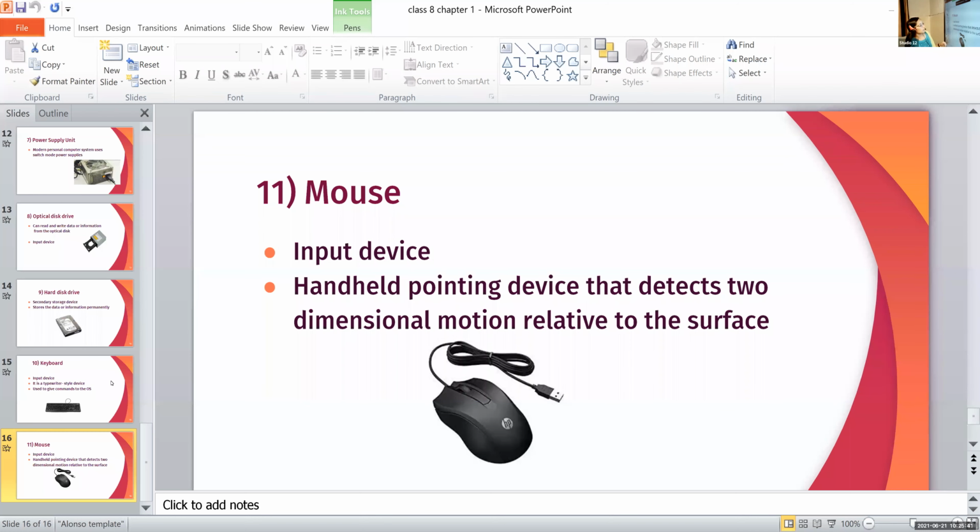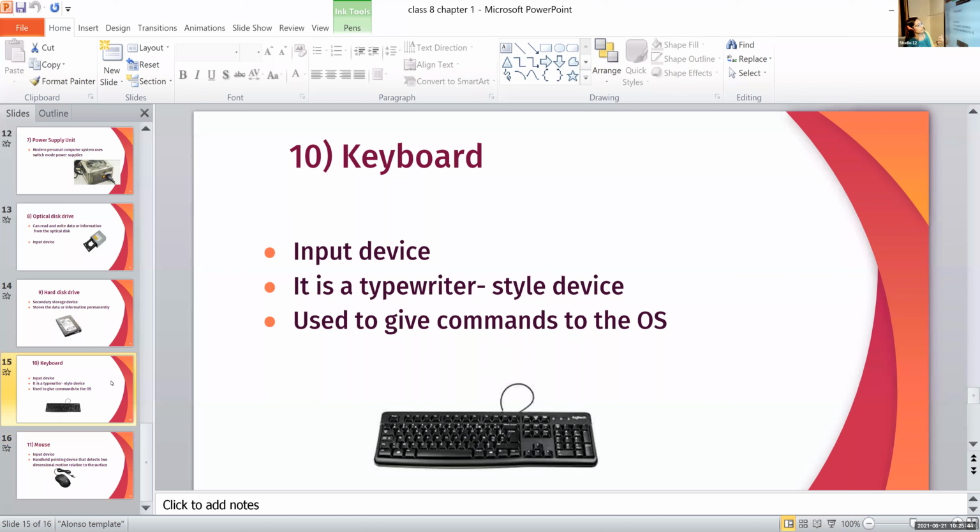If you want points regarding keyboard, you can note it down. It is an input device. It is a typewriter style device. Have you ever seen the typewriter? Yes, ma'am. So this is a typewriter style device. It is used to give commands to the operating system. Okay, this is the keyboard. Those who have never seen the keyboard, here is the picture of the keyboard. It is an input device. We can give commands using this.